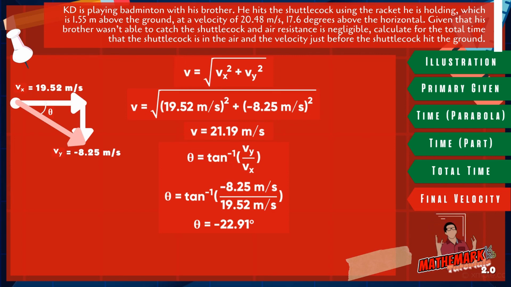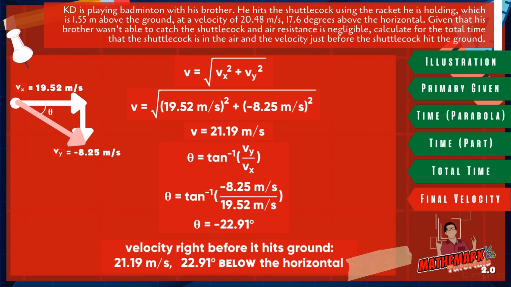From the figure, we basically use the Pythagorean theorem to get the resultant, and hence I get V equals 21.19 meters per second. We also get the angle because it gives us the direction and it's needed in velocity. By using SOHCAHTOA or basic trigonometry, we get theta equals negative 22.91 degrees. Hence, we have the velocity 21.19 meters per second. And since theta is negative, we can say that the angle is 22.91 degrees below the horizontal.